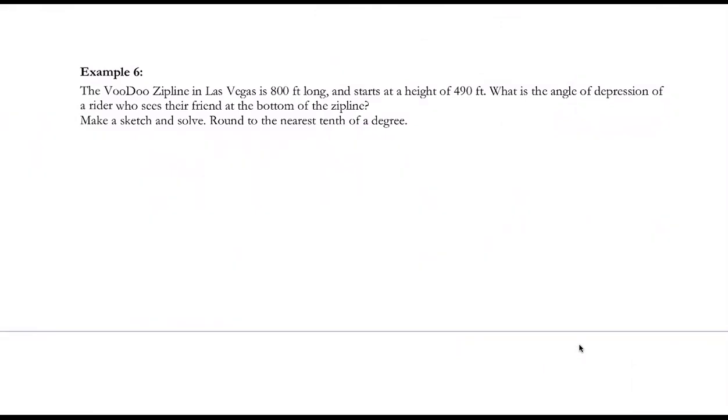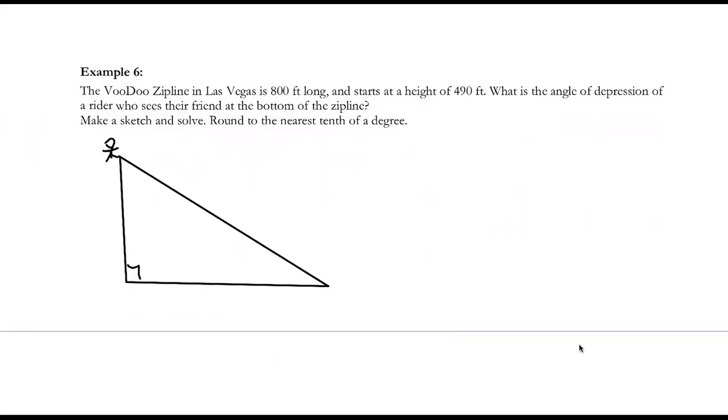Okay, so there's a zip line in Las Vegas that is 800 feet long and starts at a height of 490 feet. So the person is up here getting ready to take the zip line, like this. So the height is 490 feet, and the zip line is 800 feet long. That means as a person zips down, that's going to be 800 feet.